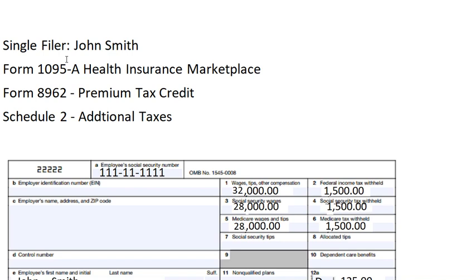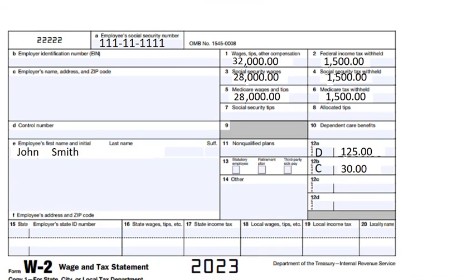So here we have a single filer named John Smith, and he bought health insurance from the health insurance marketplace, and then he received Form 1095-A. And so now he needs to fill out Form 8962 and also Schedule 2. And this is John Smith's W-2. For 2023, his wages are $32,000, and federal income tax withheld is $1,500.